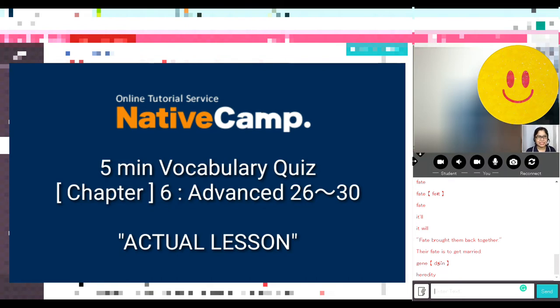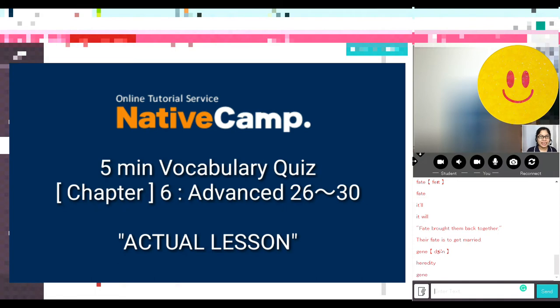Now let's move on to the next activity. Okay. I'll type the hidden word into the chat box. Let's read these sentences. Please repeat after me twice. One moment. Okay. Letter A, the illness is believed to be caused by a defective gene. Please repeat. The illness is believed to be caused by a defective gene. Very good.